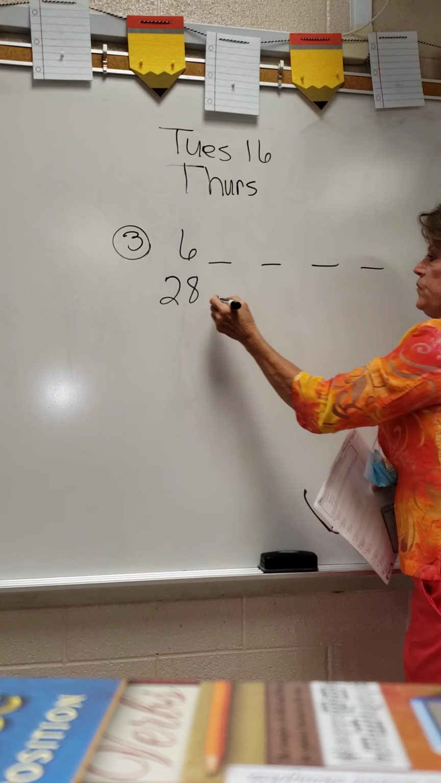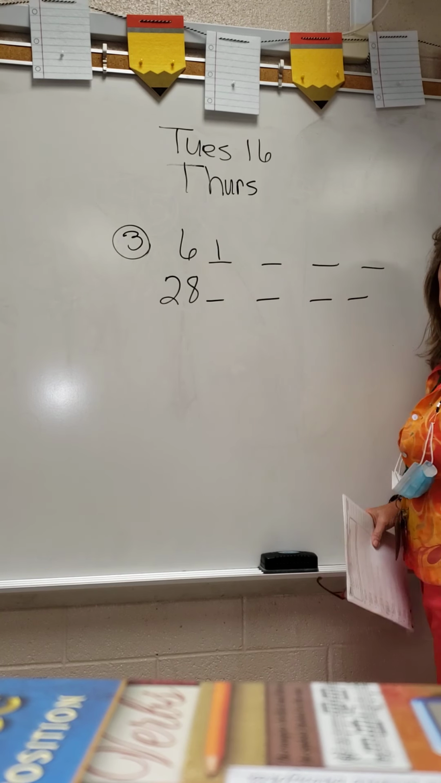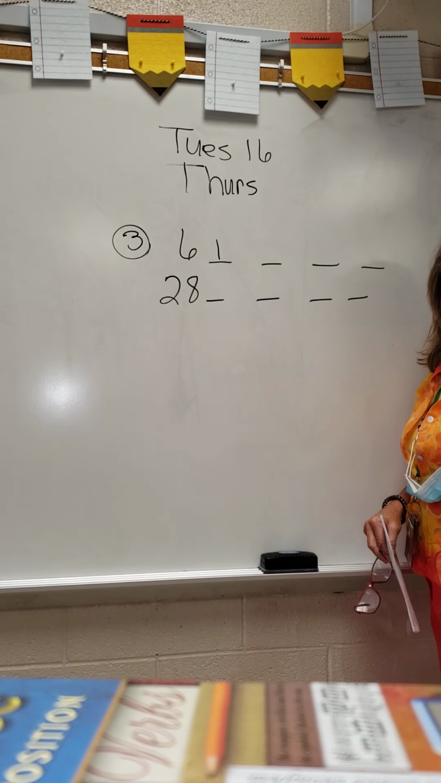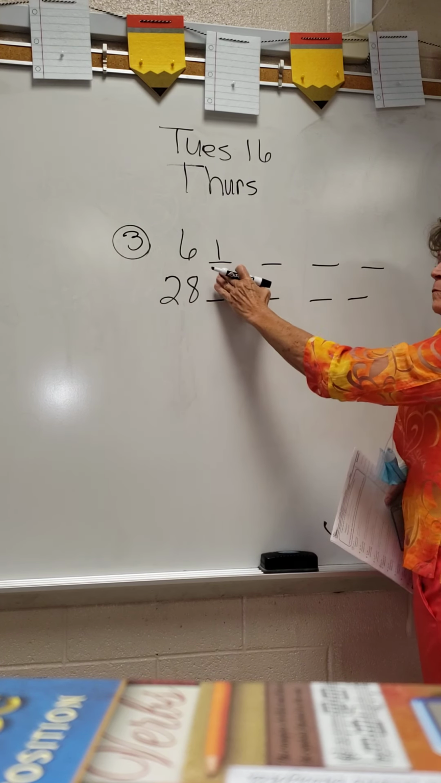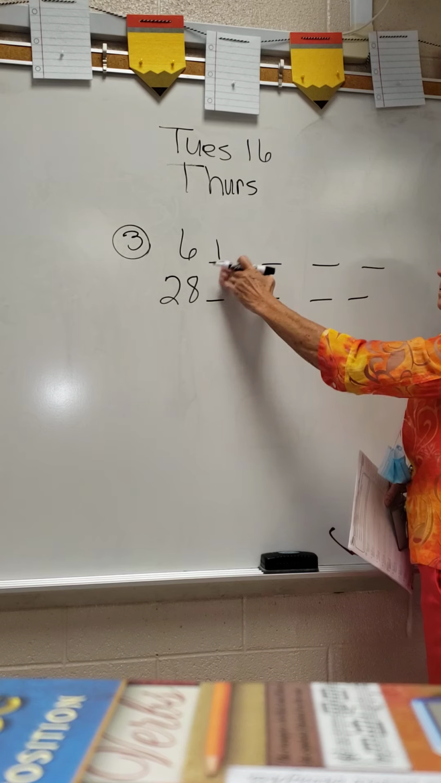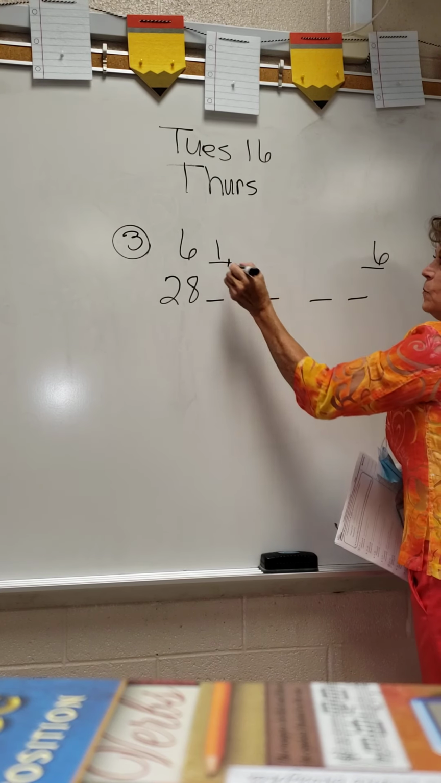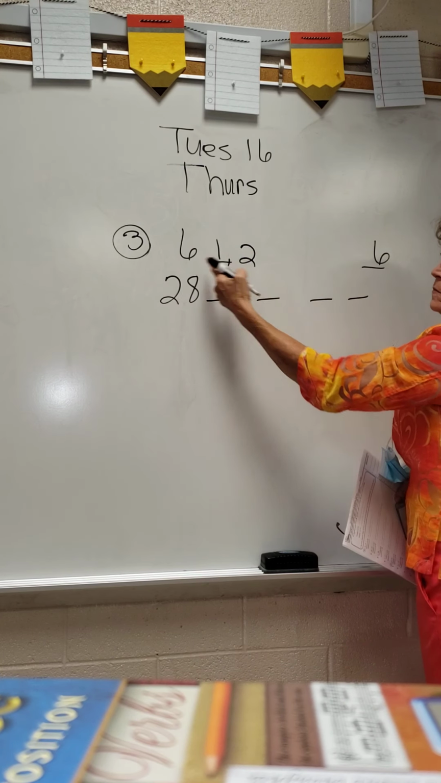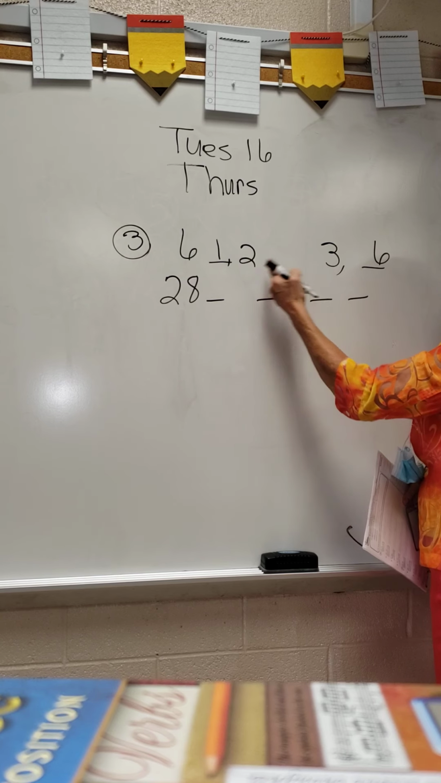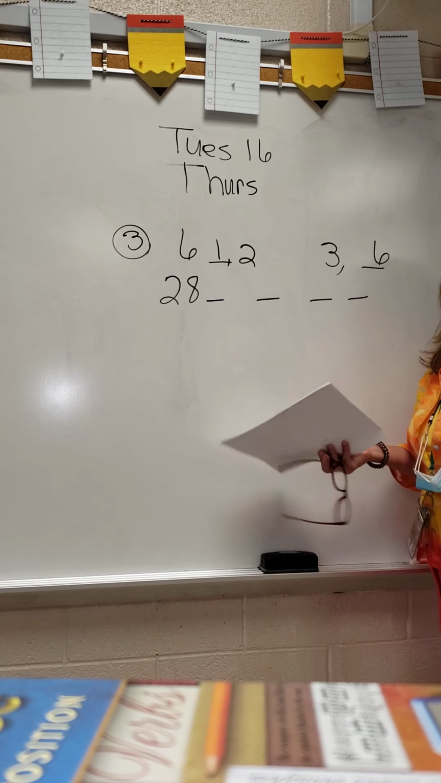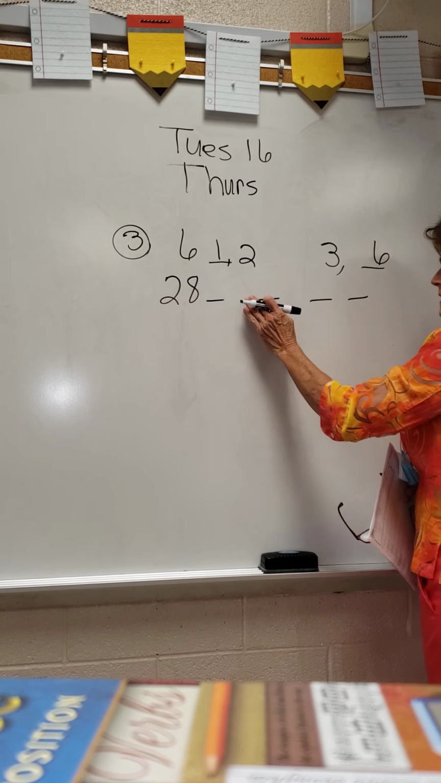Now, this is just one shortcut for me. When I say 1 times what will give me 6? 6. All right, I'm going to put a 6 out here. I don't know how many it's going to take. Then I'm going to go with 2. Will 2 times something give me 6? Yes, 3. When these two numbers are side by side, you don't have to worry about any more factors. We're done. 28's a little more difficult.